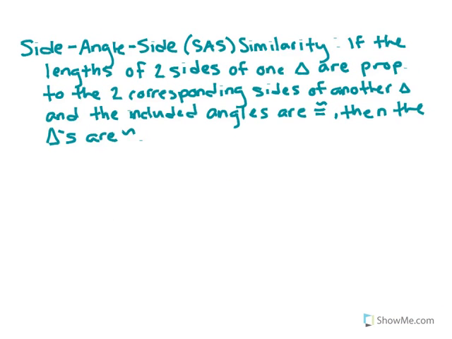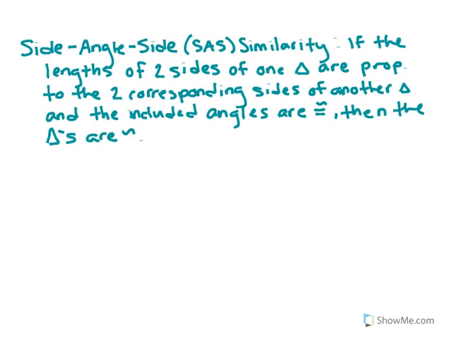Okay, so our next theorem is side-angle-side or SAS similarity. And this one is a mouthful, but I'm going to show you how to use it. It says if the lengths of two sides of one triangle are proportional to the two corresponding sides of another triangle and the included angles are congruent, then the triangles are congruent.